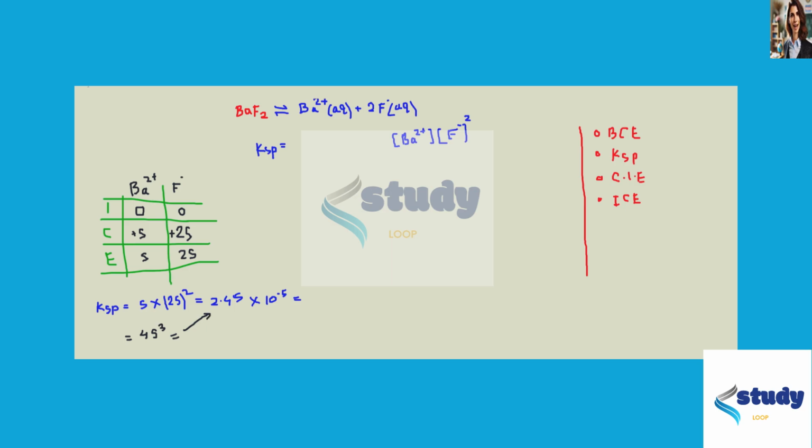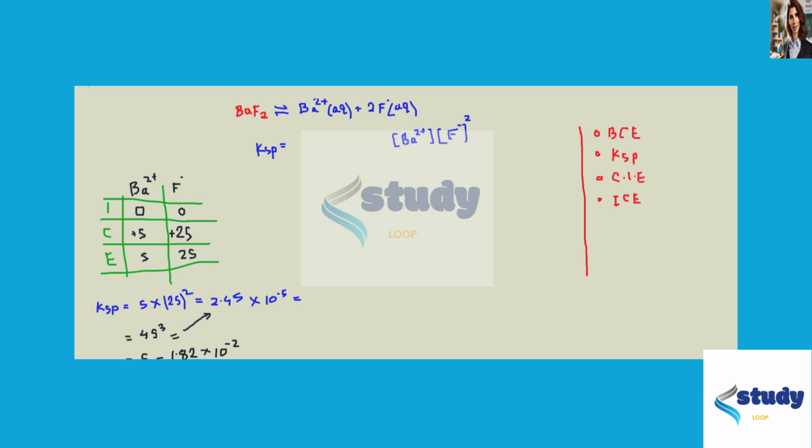So if we do the calculation here, then we will find S equals 1.82 times 10 to the power minus 2. So this S is our molar solubility. The S is actually the amount of barium and fluoride that has dissociated in water.